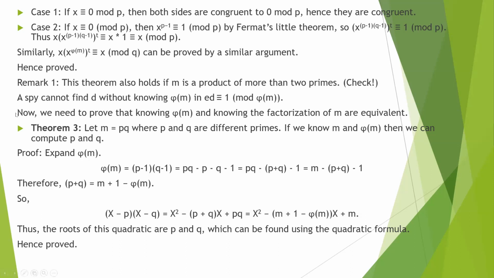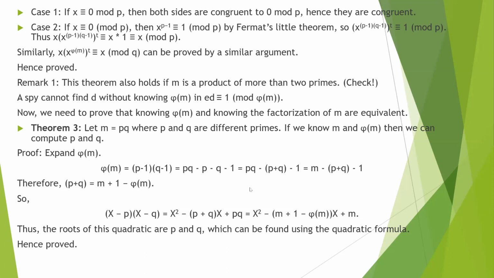But now we prove that knowing phi M and the factorization of M are equivalent. Meaning, if you know phi M, you know the factorization of M and vice versa. And there is actually no other way so far to compute phi M and therefore compute d. And if there was, you would have to take all our money out of our bank account, because that can immediately be stolen.